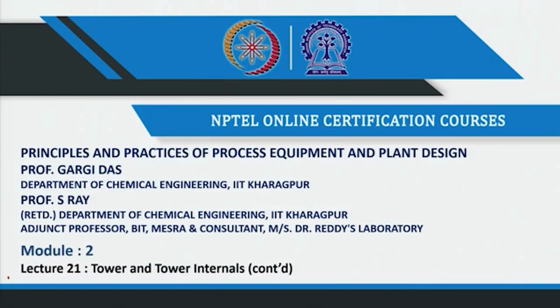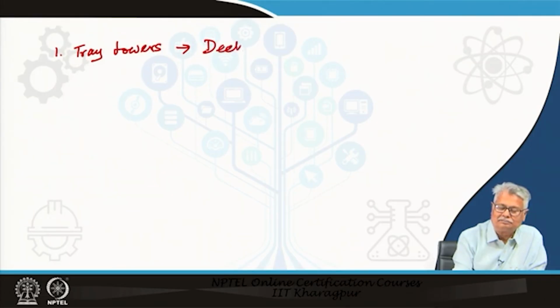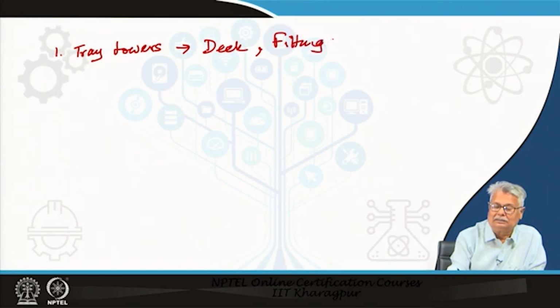We are going to continue with the topic tower and tower internals. To start with, we have a little bit of recapitulation. What we have talked about so far includes the tray towers, and whenever we say tray towers, it means the deck, it means the fittings, which we did not discuss in the last class, but we will do it today, and the vapor dispersers.